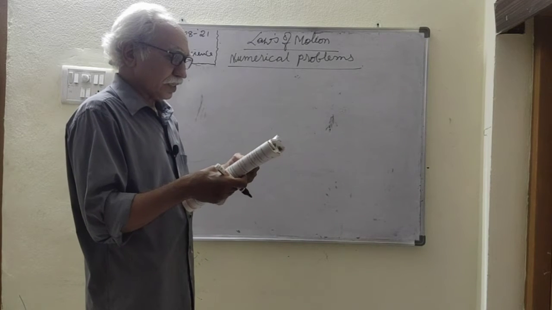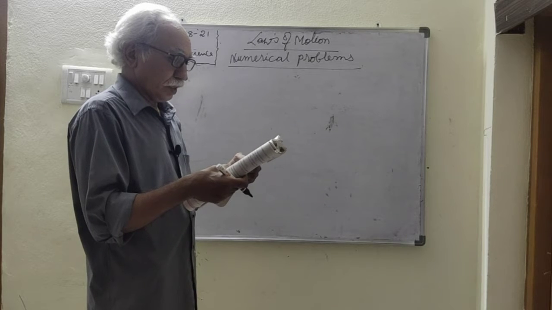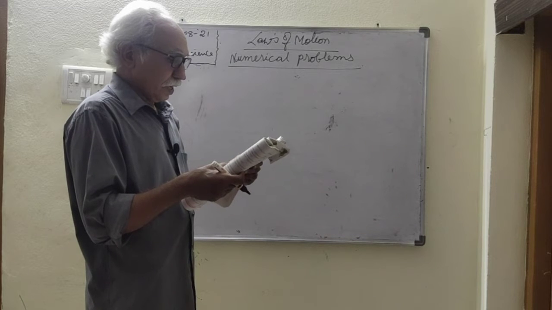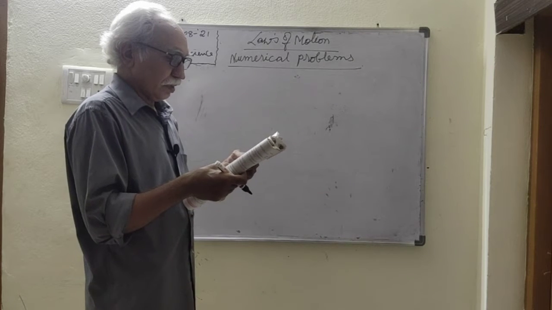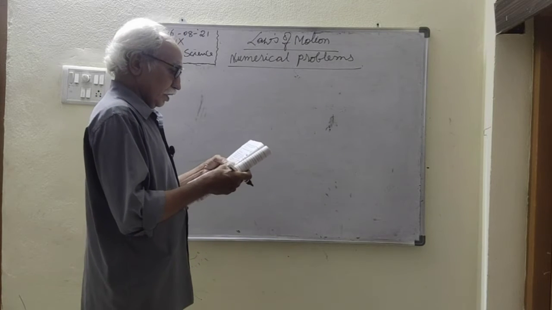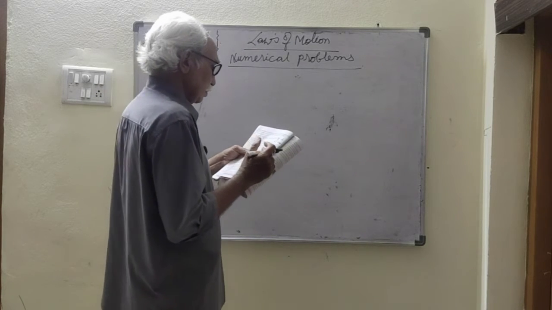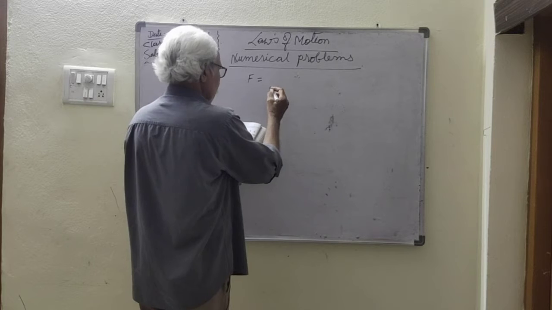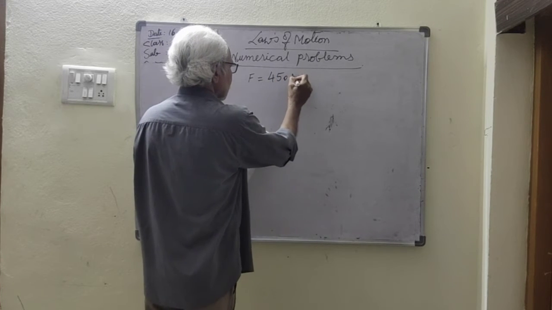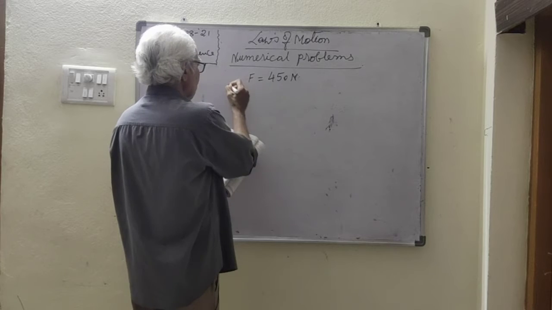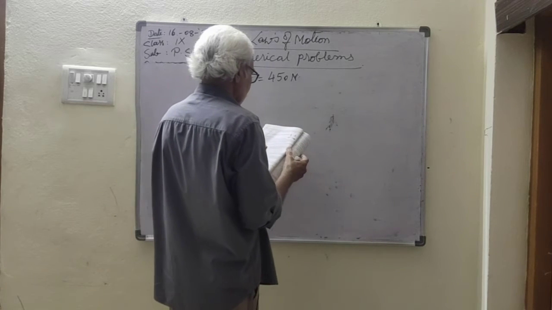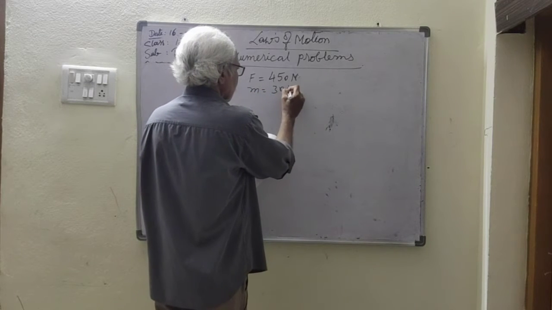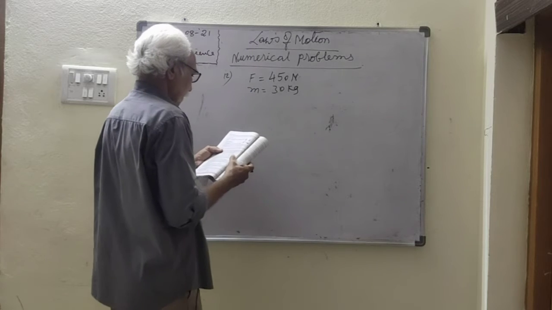A man of mass 30 kg uses a rope to climb which bears only 450 newtons. What is the maximum acceleration with which he can climb safely? Here the force is equal to 450 newtons. In the textbook the problem number is 12, and mass is equal to 30 kg. What is the maximum acceleration?